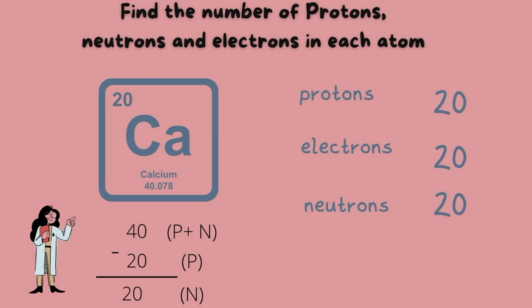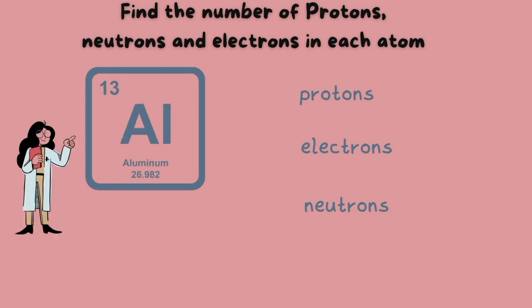Let's do another example using aluminum as our given information. Given the atomic number, we know aluminum has 13 protons and 13 electrons because it's neutral. Now round the mass up to 27 and subtract 13, and we are left with 14 neutrons.